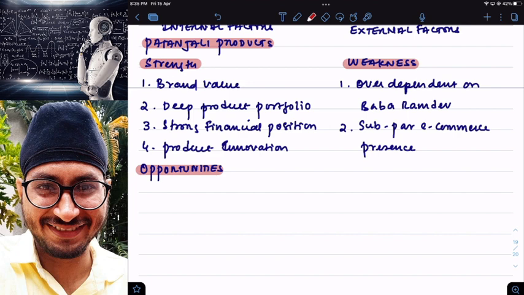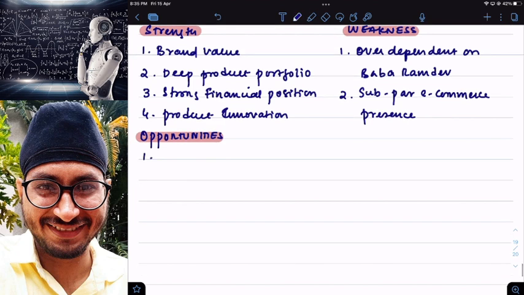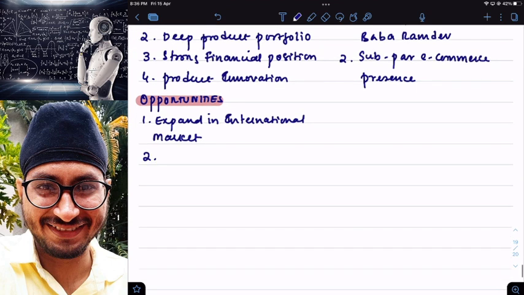Number one, opportunities: international market. Entry or not entry, we can say they can expand into the international market. Number two, they can expand product lines. Product lines means they can start producing as per demand. That is an opportunity for them.